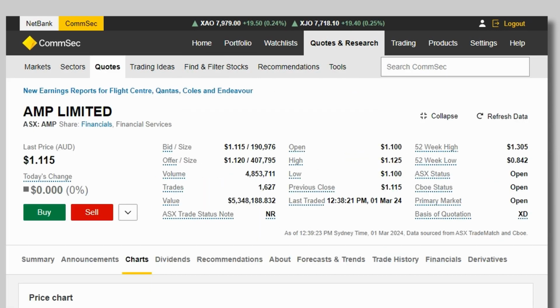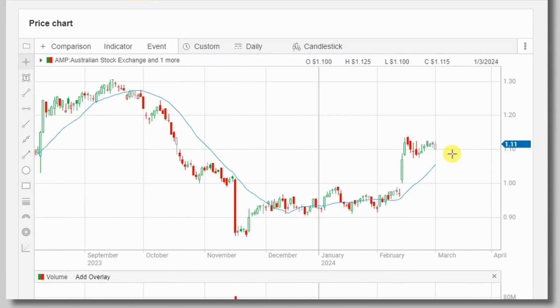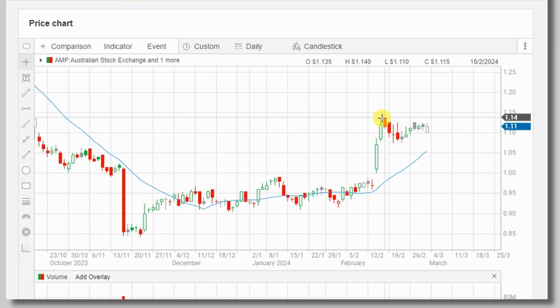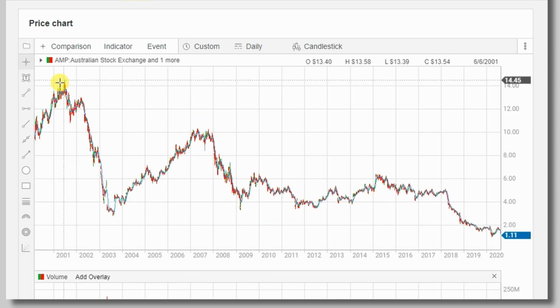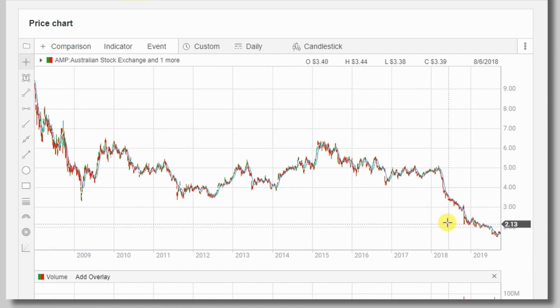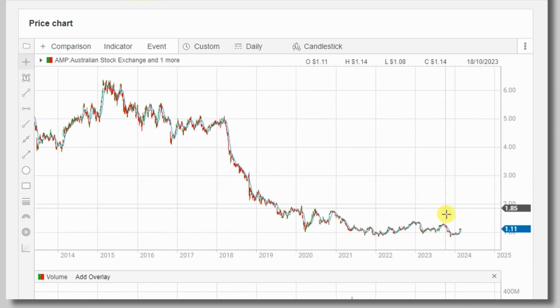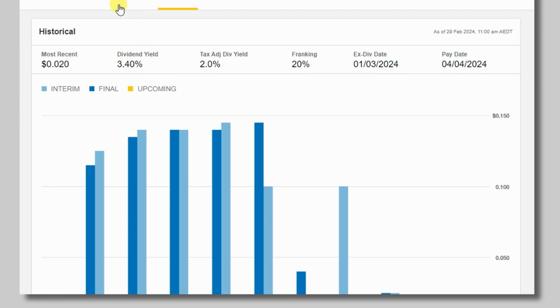AMP, look at the chart. Okay, so it's down from yesterday. Wow, this stock's fallen like a stone. Imagine if you were one of the owners who paid $14 for this stock back in 2001, only to find your stock is now worth $1. I hope you've been getting some really good dividends over the years at 3.4% or so.